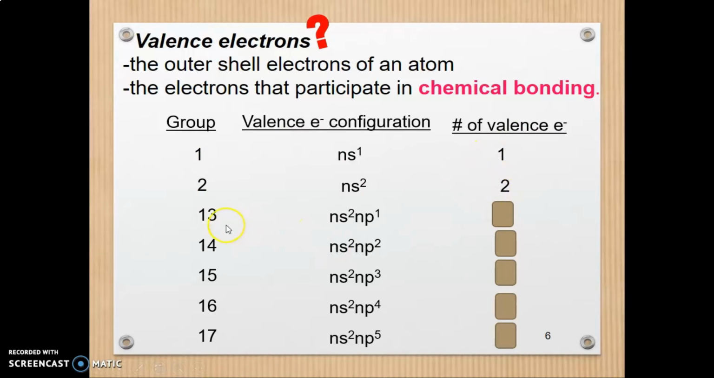Okay, how about group 13? The number of valence electrons for group 13 is 3. For group 14, 4, group 15, 5, group 16, 6 and group 17, 7.